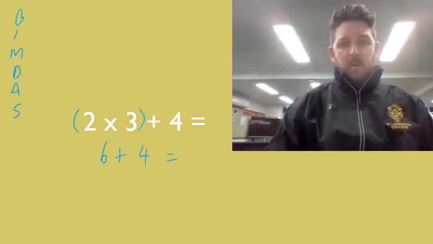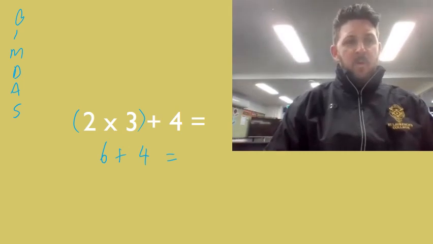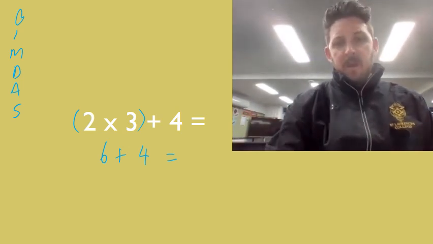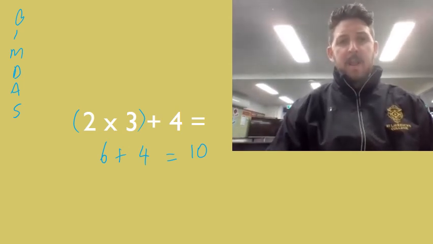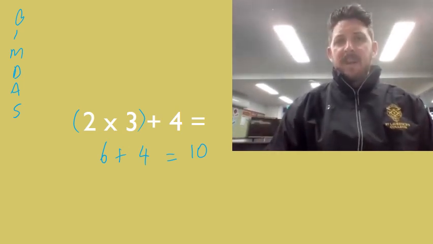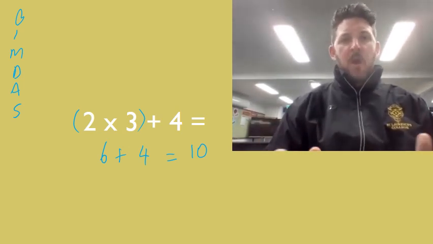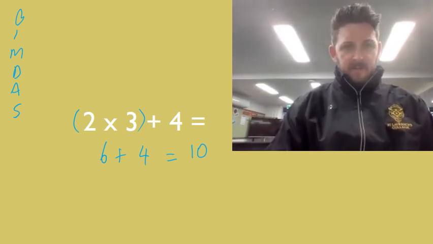I'm left with one equation now, 6 add 4, which is an addition and subtraction, and I know that my answer is 10. Great way to work it out. Your sum will progressively get smaller, like an inverted pyramid. Let's move on to the next.